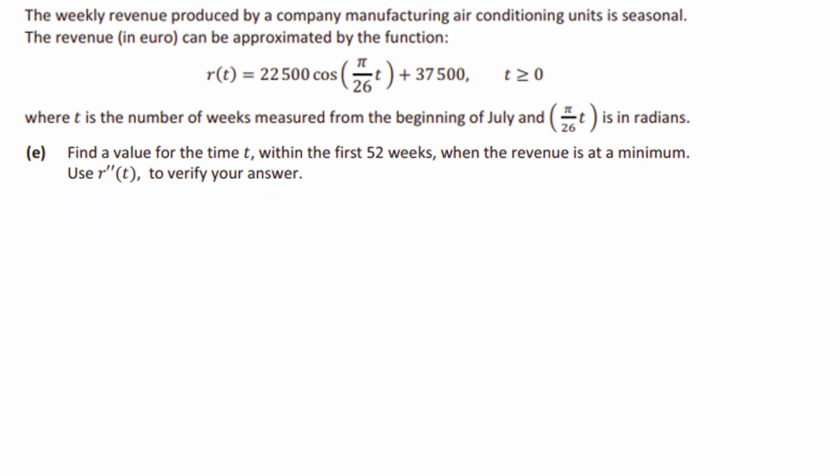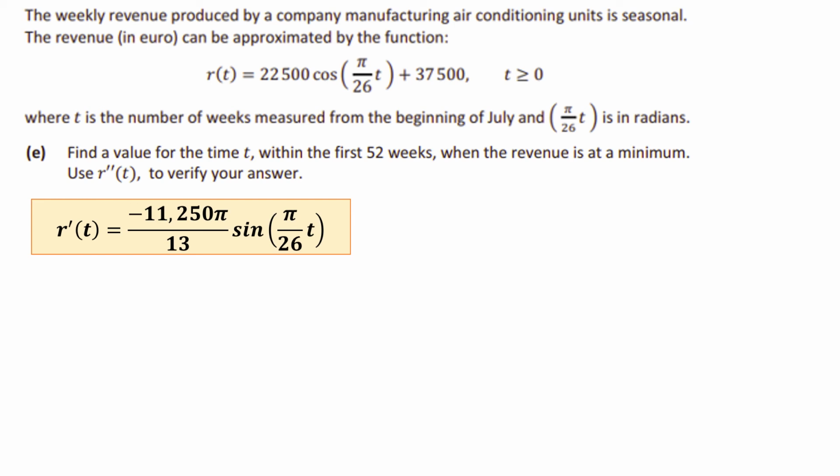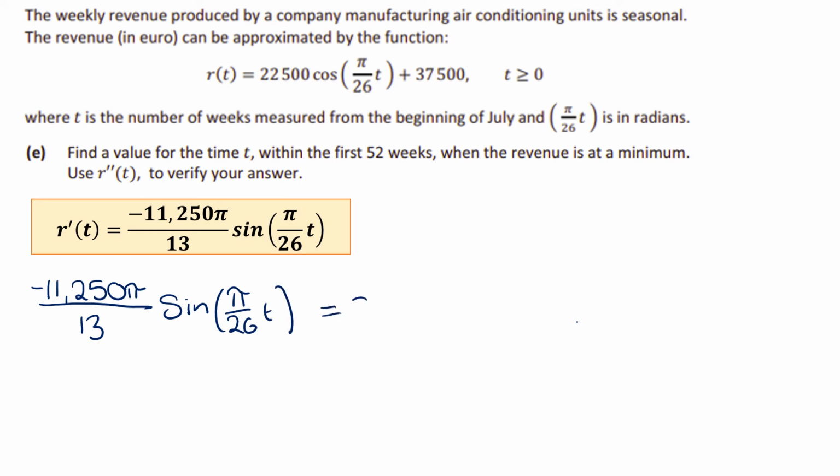So the last part of this question says find a value for t within the first 52 weeks when the revenue is at a minimum. Use R double dash of t, so the second derivative of the revenue function, to verify your answer. So what we're going to do is take again this first derivative that we had, and we want to find where it's a minimum, so we let that equal 0. So we get minus 11,250 pi over 13 sine of pi over 26t, and we let that equal 0.